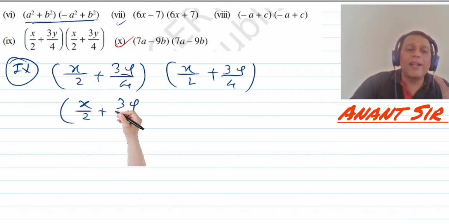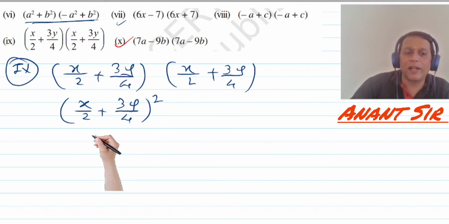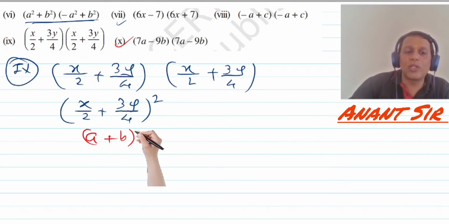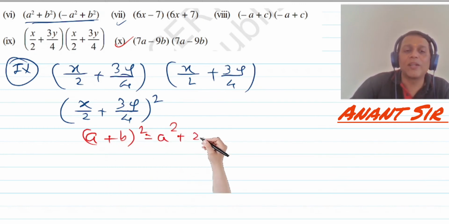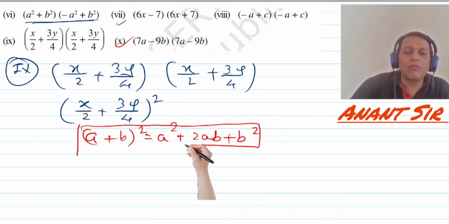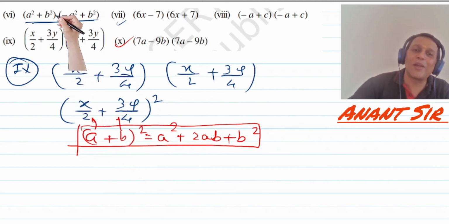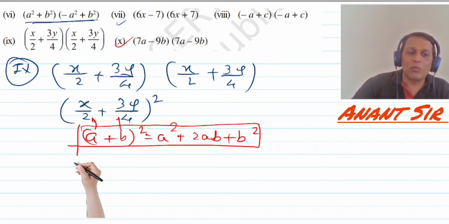So I will write it as (x/2 + 3y/4) whole square. That means I have to use this formula, a square plus 2ab plus b square. And when I use the formula, I have to replace a by the first term, x by 2, and b by the second term, 3y by 4. So I am going to put the values now.